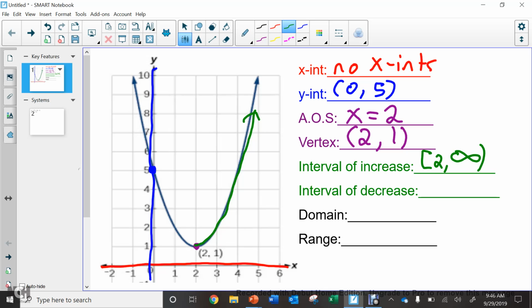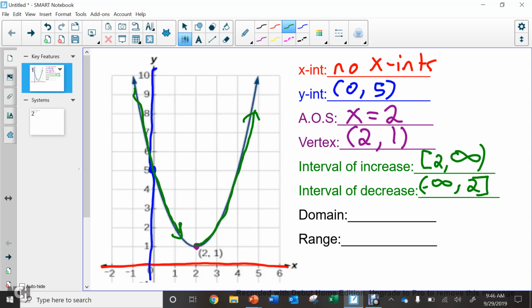Now the interval of decrease: I'm coming towards my vertex. So I always go from left to right. I can see it's coming down as I come from this left side down to my vertex. So it's the opposite. It's coming down as we go from negative infinity, but will stop going down once it hits that value of 2.